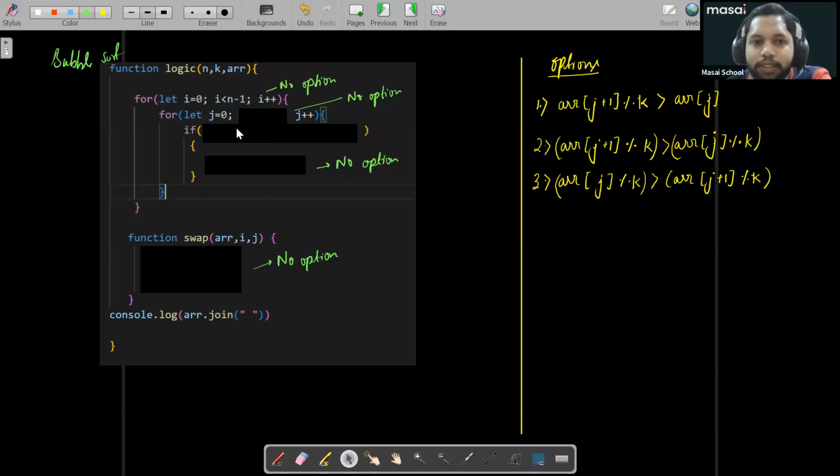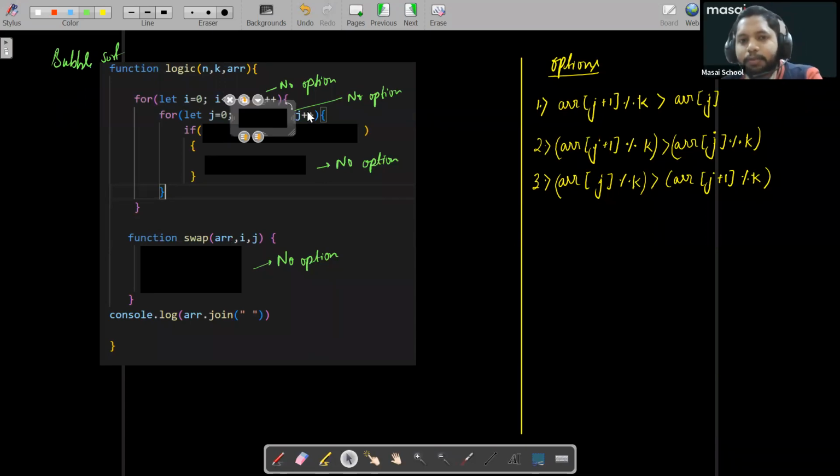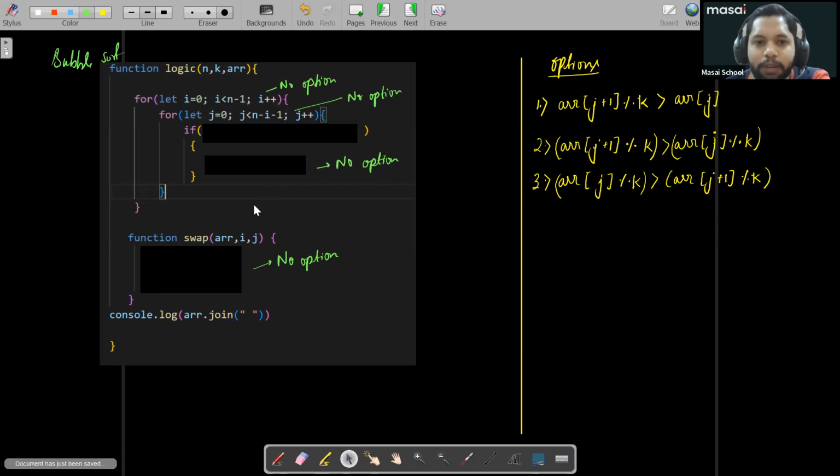Okay. Now j is starting from 0. Can you tell me what about j also? j less than n minus i minus 1. Okay. Great, guys. Great, Dharmendra. j less than n minus i minus 1. Okay. Thank you, Dharmendra. Any other for this if condition? Can anybody tell me? There are options for if. Dharmendra, you can mute yourself.